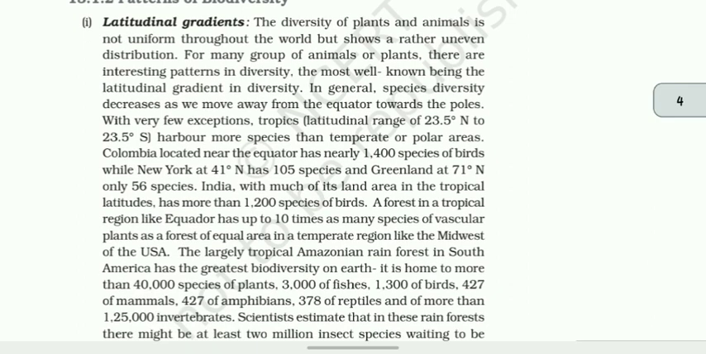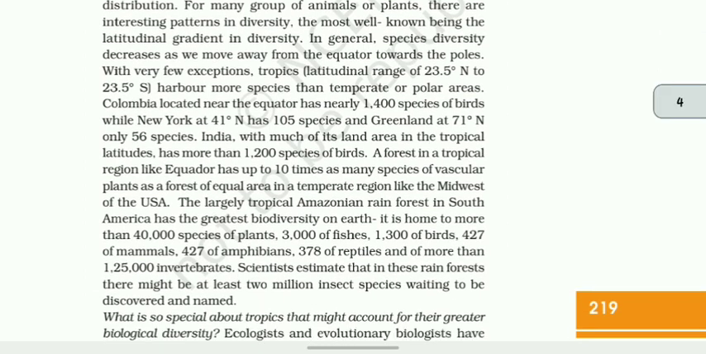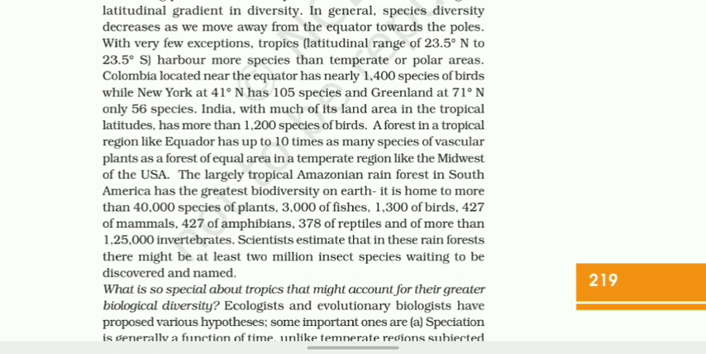13.1.2 Patterns of Biodiversity. Number 1. Latitudinal gradients. The diversity of plants and animals is not uniform throughout the world but shows a rather uneven distribution. For many groups of animals or plants, there are interesting patterns in diversity, the most well-known being the latitudinal gradient in diversity. In general, species diversity decreases as we move away from the equator towards the poles, with very few exceptions. Tropics harbor more species than temperate or polar areas.